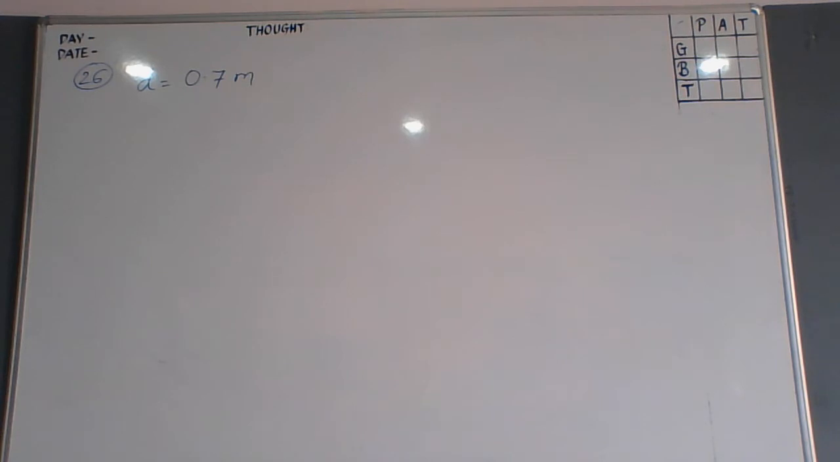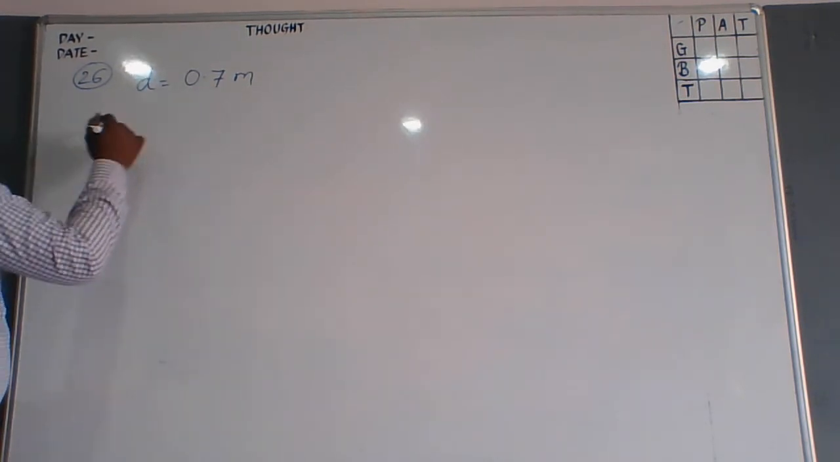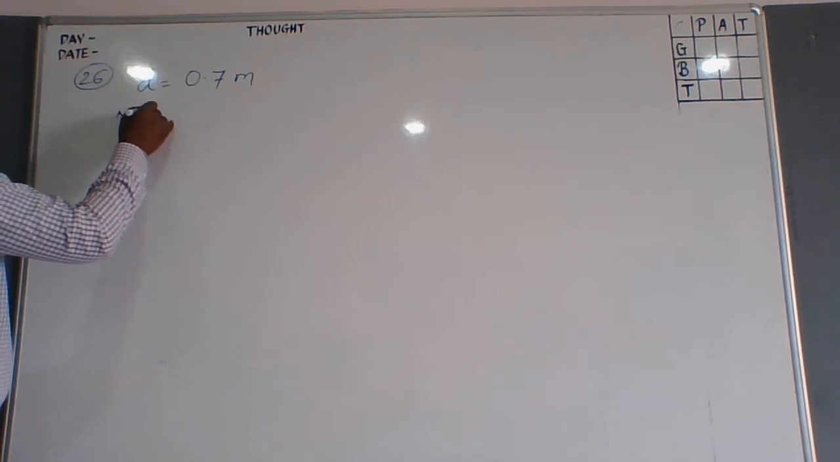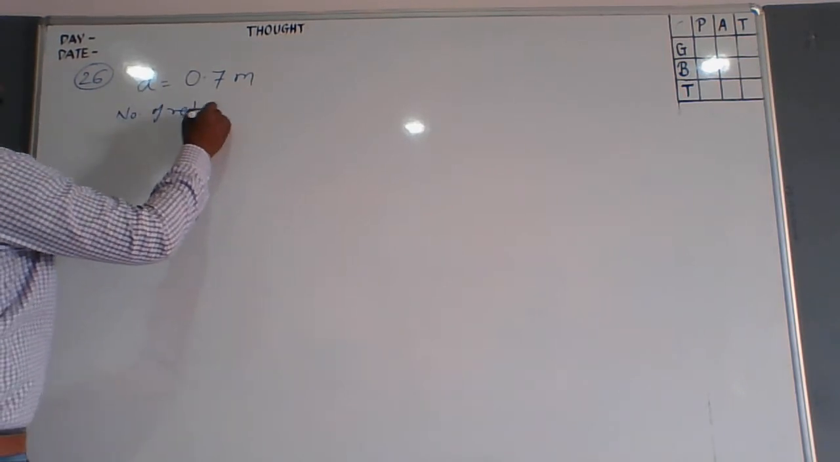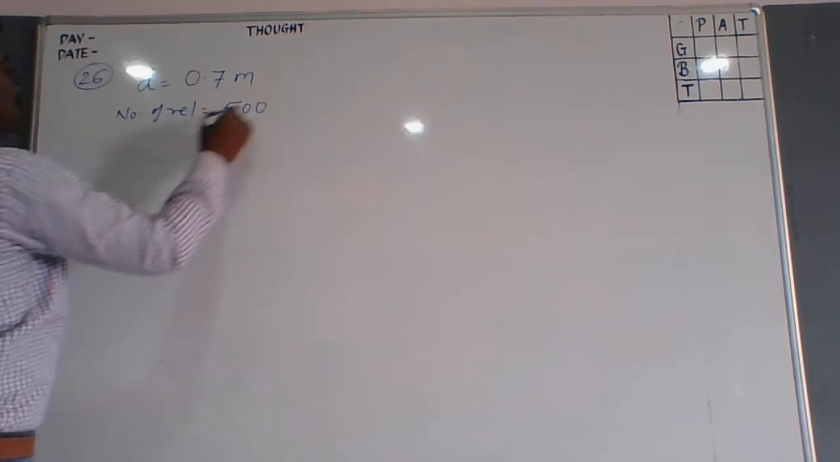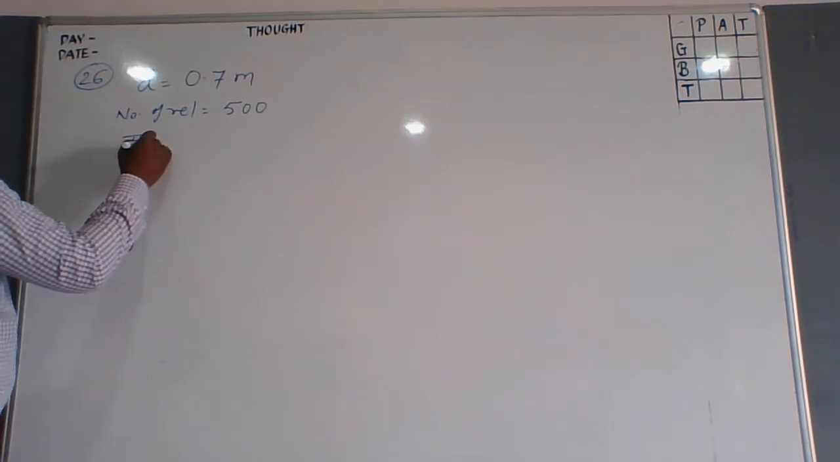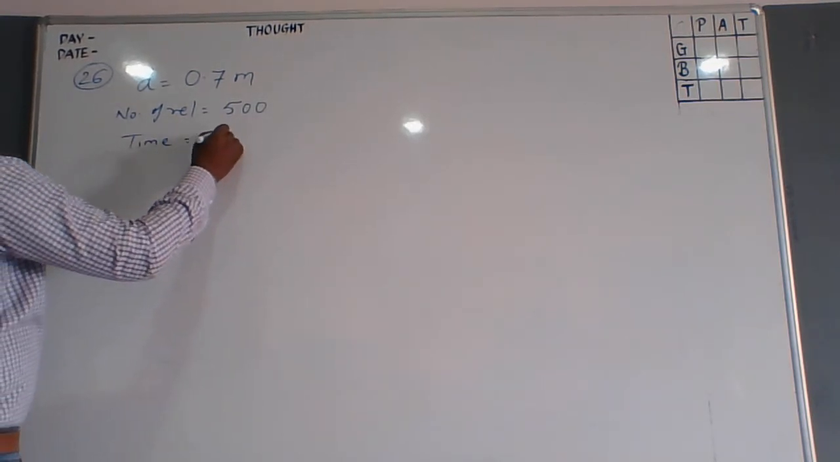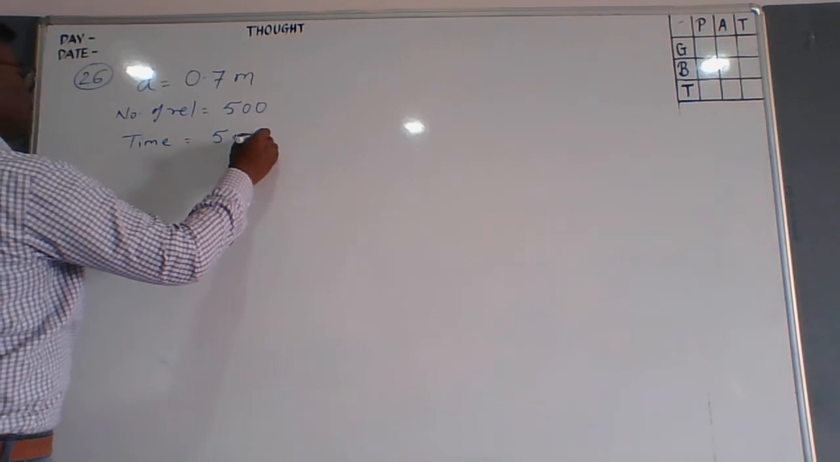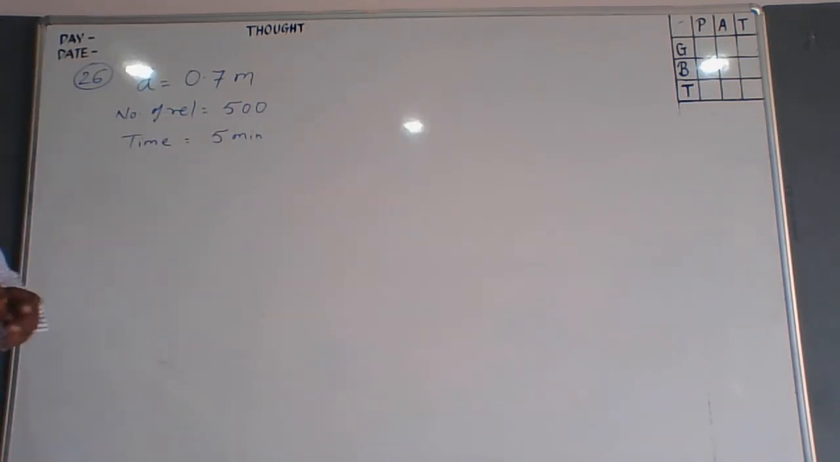Okay. So the given thing is diameter, number of revolution is equals to 500, and also in the question time is given to us, 5 minutes. Okay. Now the thing is what?